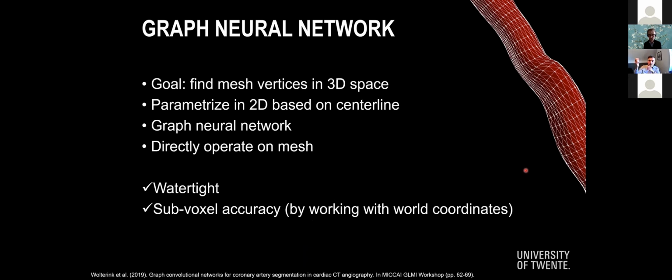the 3D space. And we did this based on this centerline that was already available, based on this tubular prior around the centerline and then the deformation of this tube so that it matches. Using a graph neural network that directly operates on the mesh gives us then a watertight mesh with subvoxel accuracy.